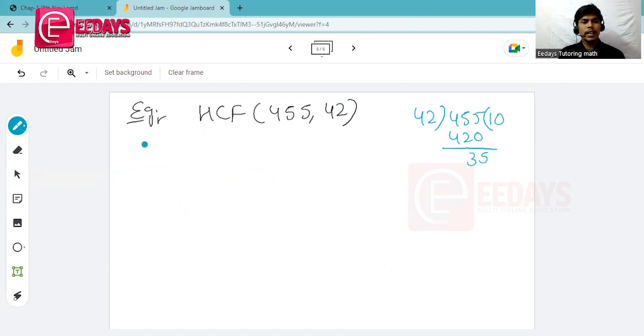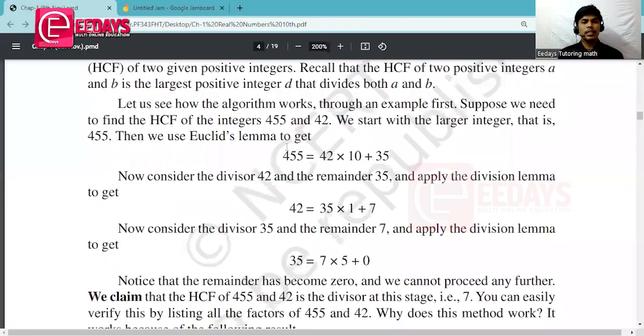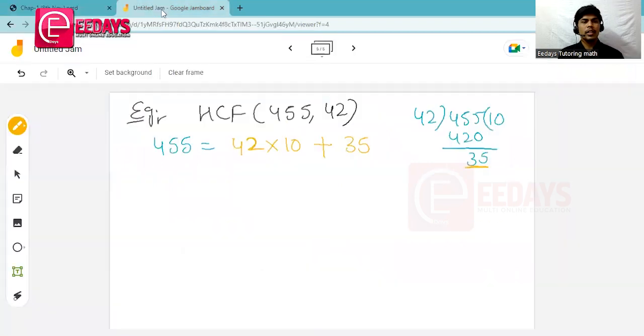That's why we can simply write it as, first step, we can write 455 in terms of 42 into 10, and the remainder we get here is 35. After doing that, we'll get 42 into 10 plus 35. The same step they write here. Now you can do the division of 42 in rough work. Okay, let's do it here.